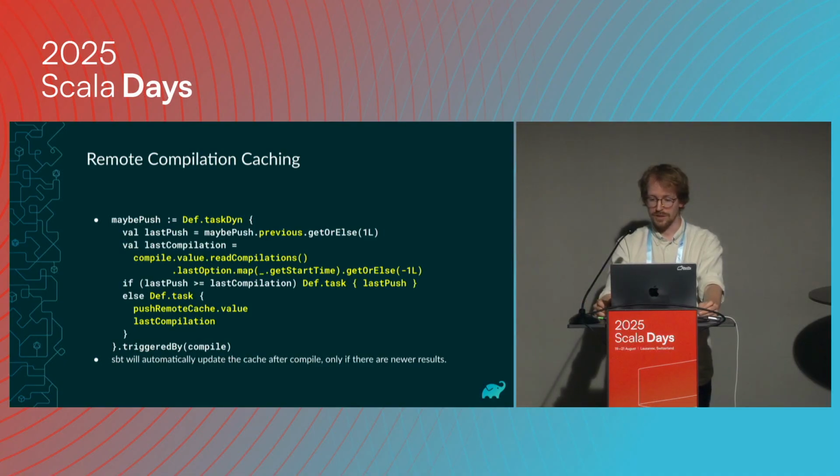If the last push is as recent, there is nothing to do. We can just keep the same timestamp for last push. Otherwise, we just push the remote cache and record that the last compilation is the time that we pushed for last time. And we just have to turn the whole thing to a dynamic task because we are going to execute the task or another depending on some condition. And eventually, the whole thing is just triggered by compile. So that works. Good. So it makes for something that is a bit more economic.